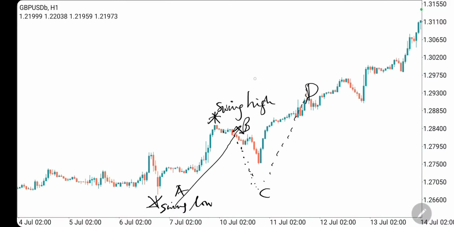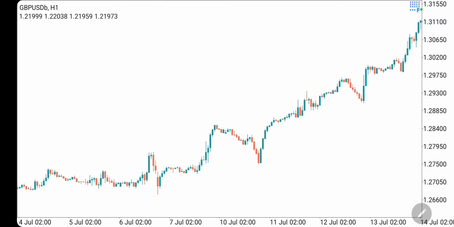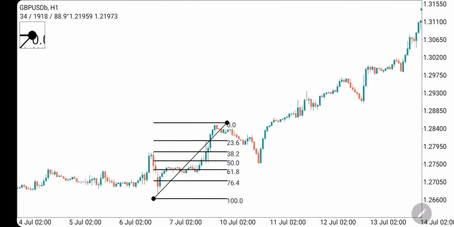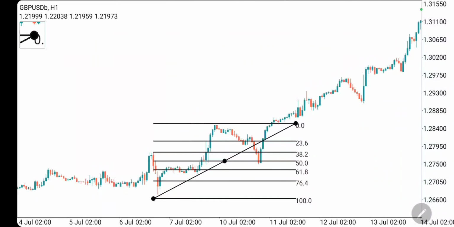So how do we know? Let us plot the Fibonacci tool. We are in a bullish phase, so we draw from the swing low to the swing high. So where can it retrace to? This is 23.6, 38.2, 50. So the market here retraced at 50, as you can see.